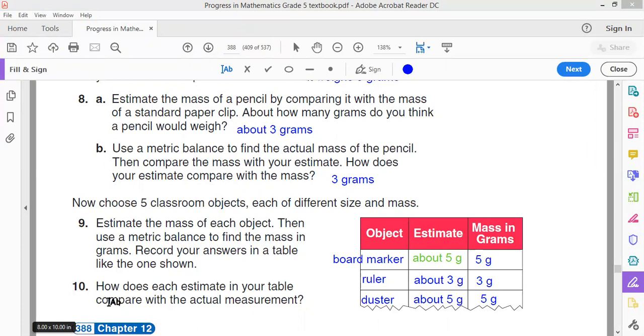Question number 10 now. Who will read it? Teacher, I can. I can, Muhammad.